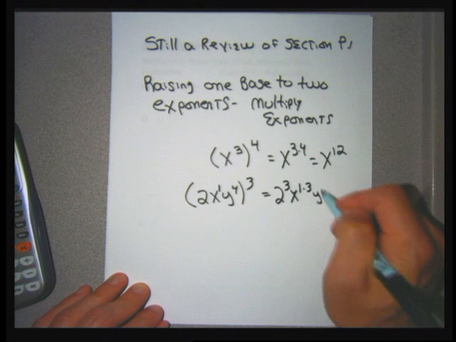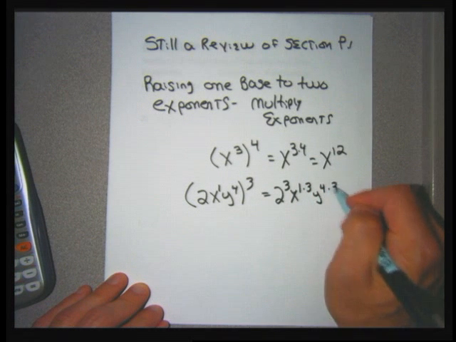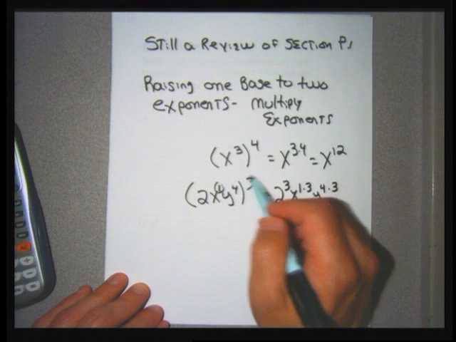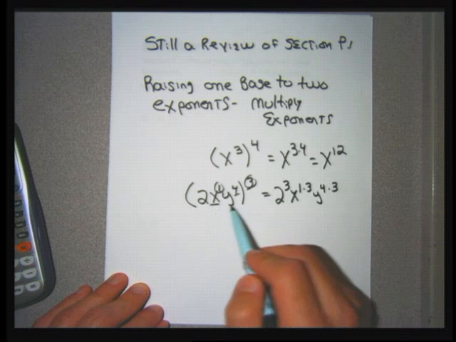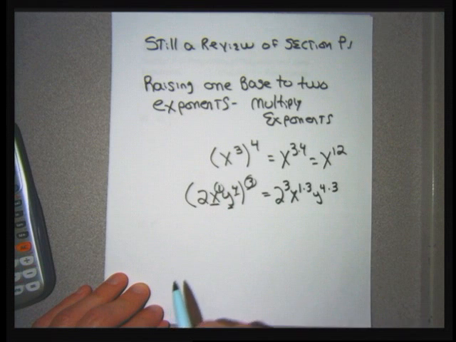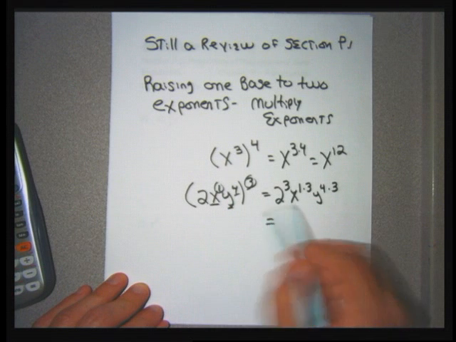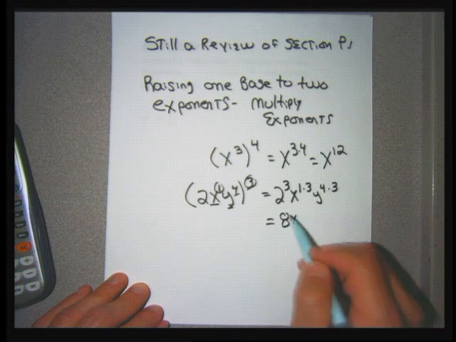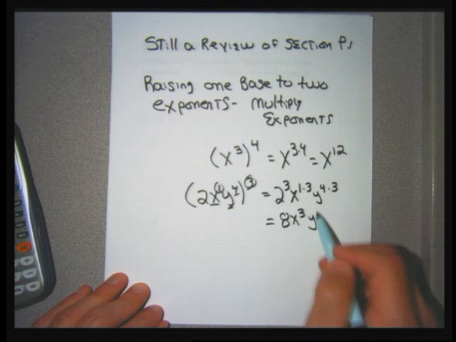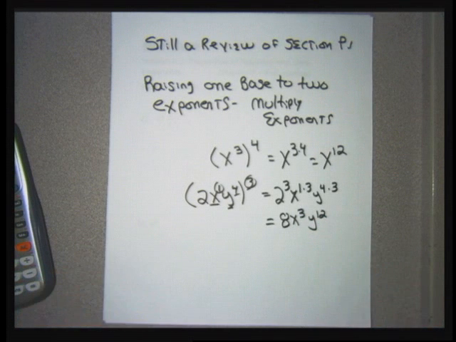For the y, I'm going to multiply its exponent 4 by the 3. So both the x and the y are kind of one letter or one base. The x is one base, the y is one base that have two exponents that apply to them. And that's when you multiply the exponents. This 2 cubed is 8. Then I'll get an x cubed and y to the 12th.